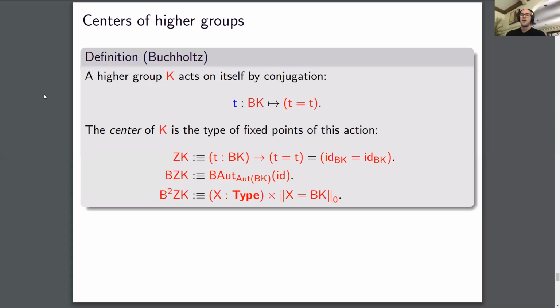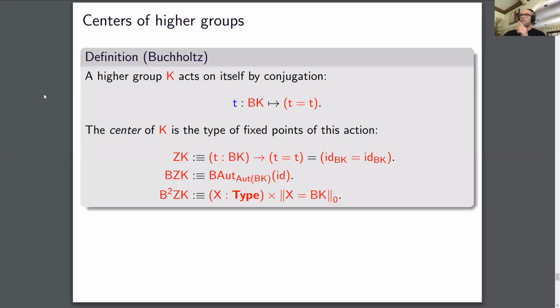So you can see that B Aut BK of the identity is almost like the automorphisms of something, right? But it's a little stricter. So B2ZK is types A with an element of the set of identifications of A with BK. And if you deloop this, you get automorphisms of BK, and the zero truncation gets shunted down, it becomes a -1 truncation, and that's your merely identifiable with the identity. So we point this at BK and reflexivity at the identity.